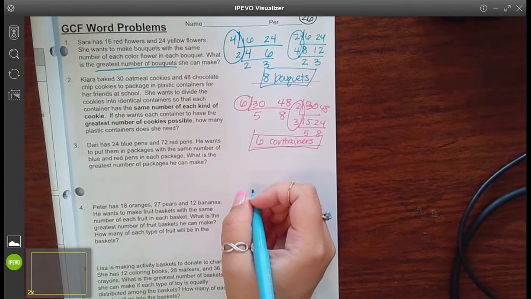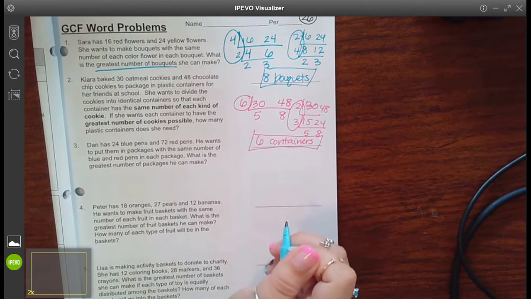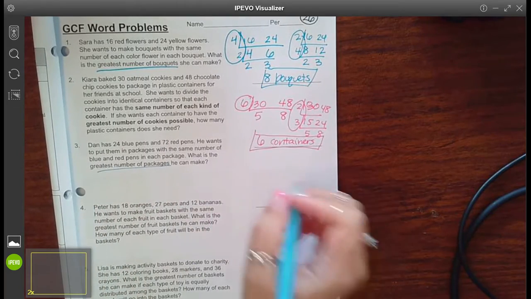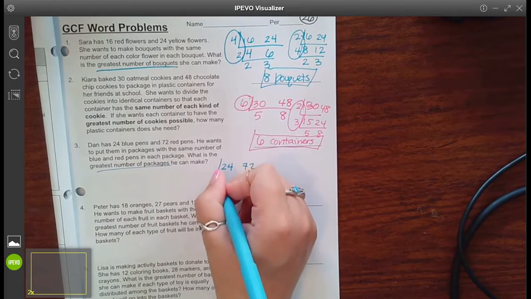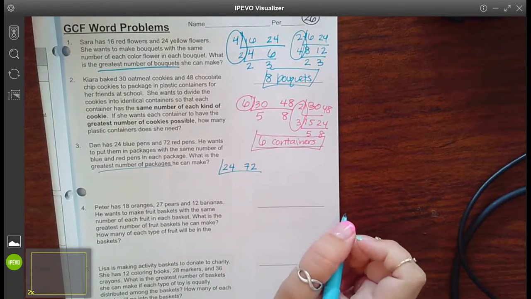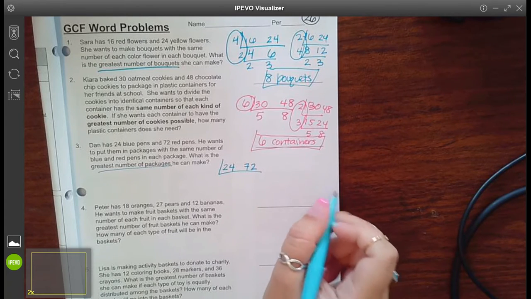It says Dan has 24 blue pens and 72 red pens. He wants to put them in packages with the same number of blue and red pens in each package. What is the greatest number of packages he can make? So you have 24 blue and 72 red. Okay, what can go into both 24 and 72? Well, it's even, so you know 2 can. Can you think of anything bigger?